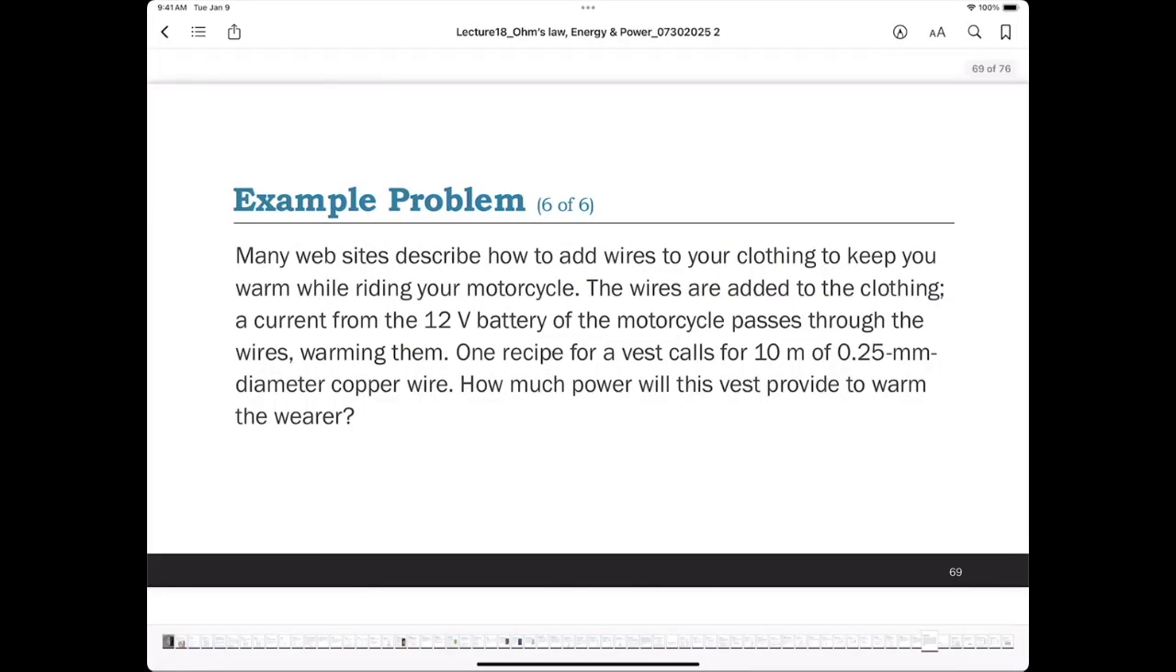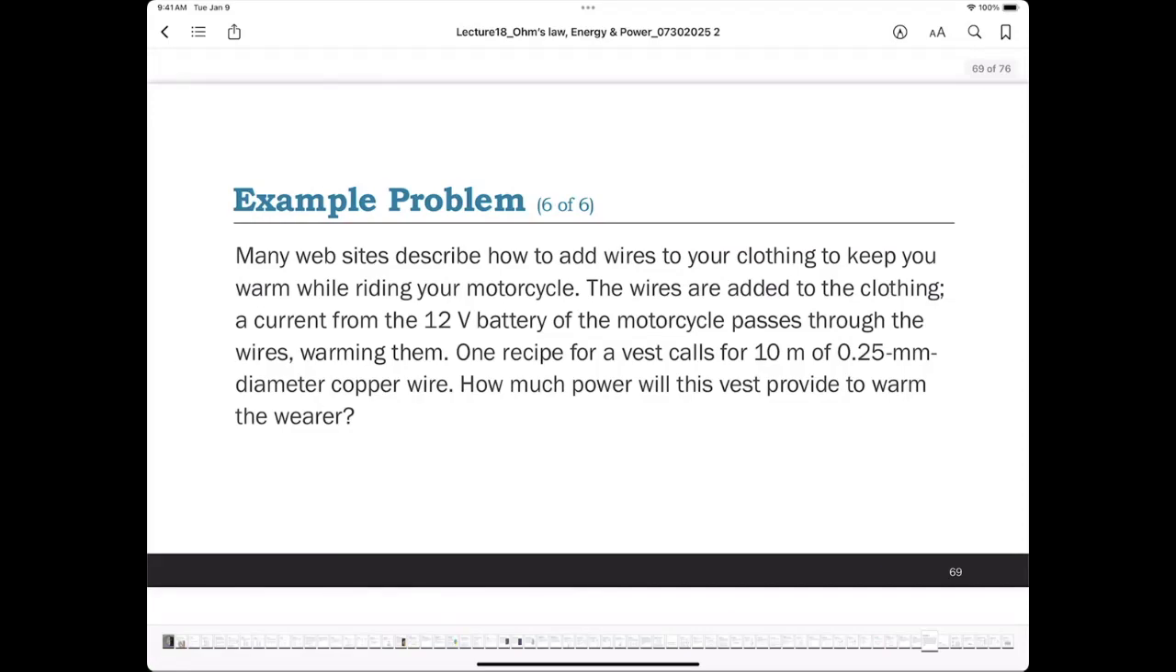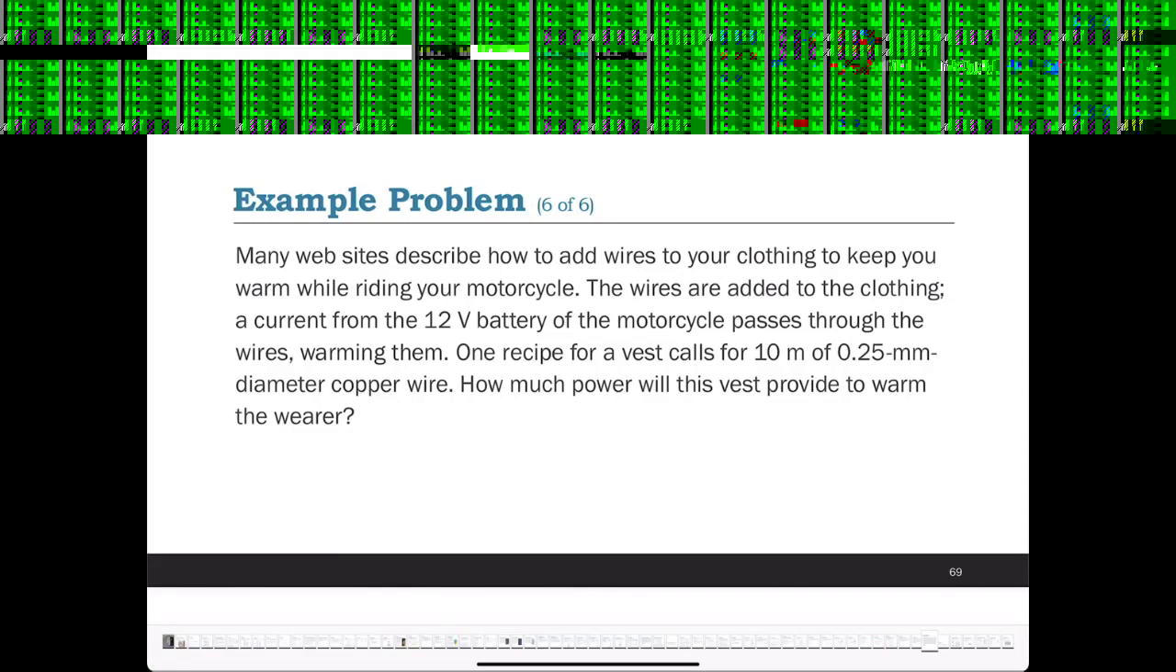Okay, and let's talk about this one. Many websites describe how to add wires to your clothing to keep you warm while riding your motorcycle. These wires are added to the clothing. A current from the 12-volt battery of the motorcycle passes through the wires, warming them. One recipe for a vest calls for 10 meters of 1.25 millimeter diameter copper wire. How much power will this vest provide to warm the wire?